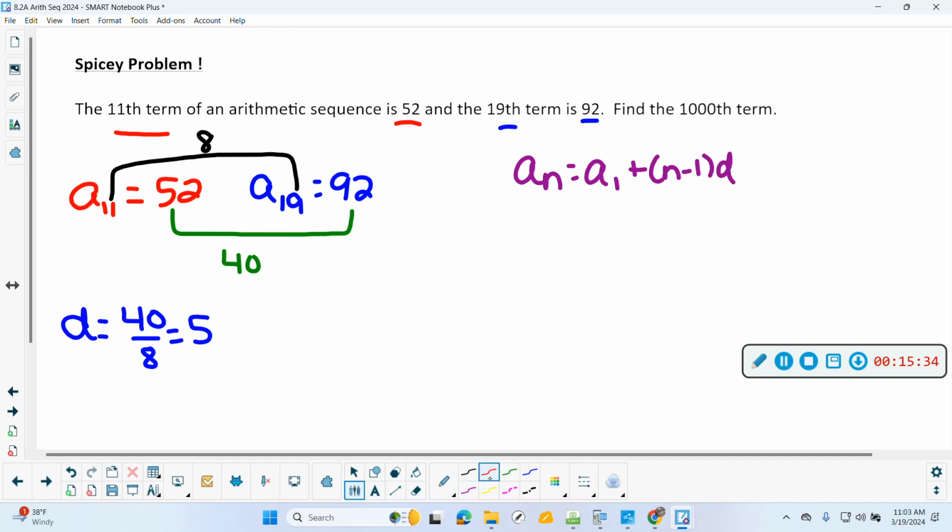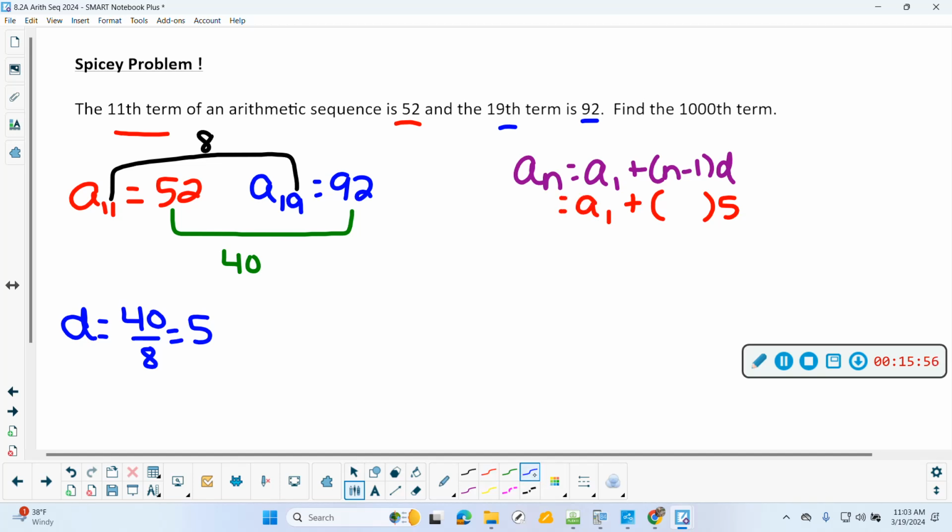Now, I'm looking at this formula and I'm like, okay, what do I know on the formula? I know the difference. We just figured out the difference was 5. I'm going to have to figure out the first term. Clearly they didn't give it to me. I mean, you got the 11th. I could try to count it down. That seems like a lot of work. We're just going to find it here. Here's where it's going to get fun.